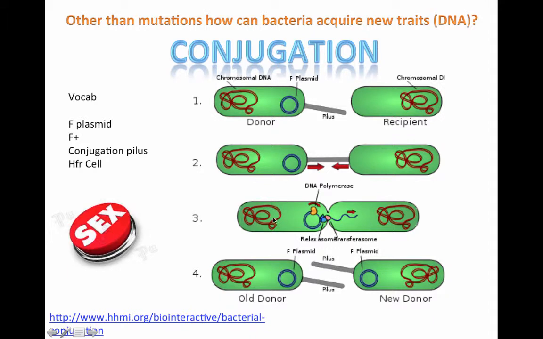But it can happen. You should know that high frequency of recombination means that a cell is capable of running off its genomic DNA as well as its plasmid DNA.